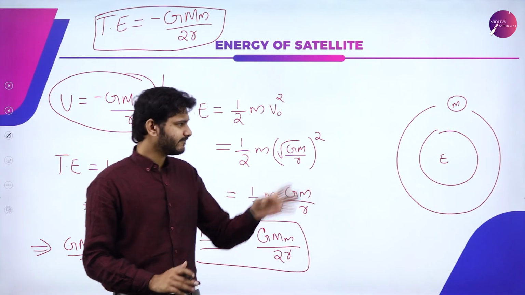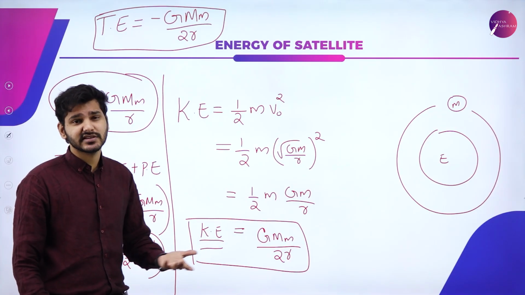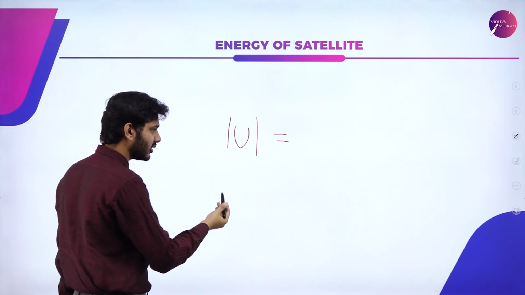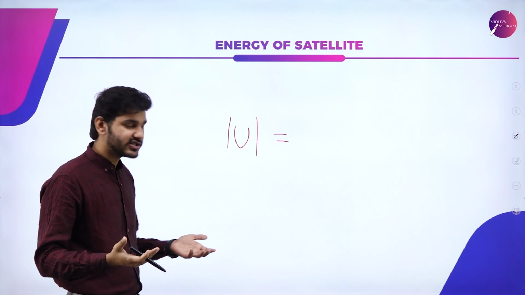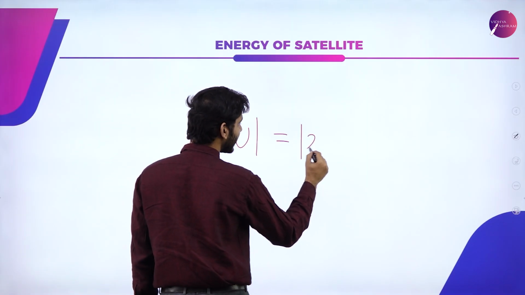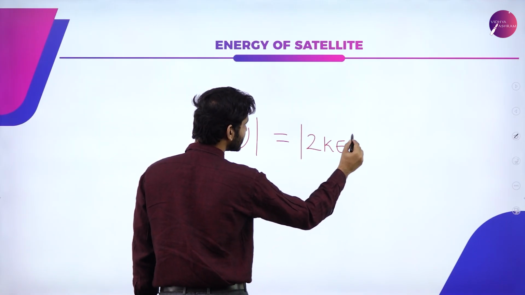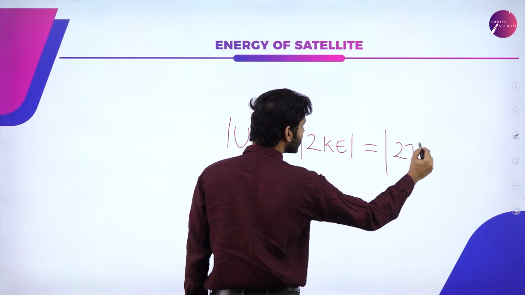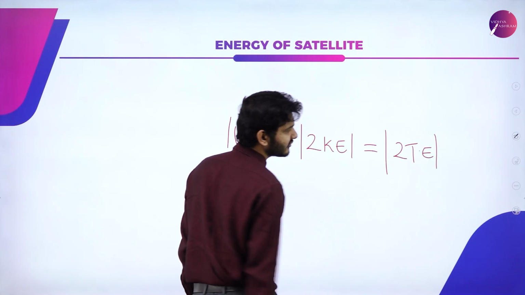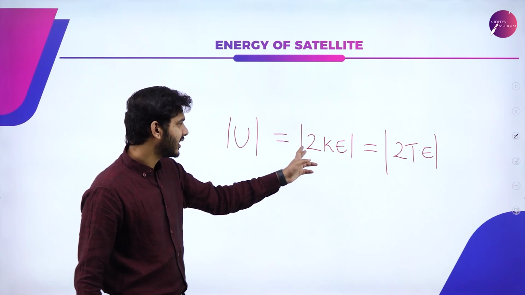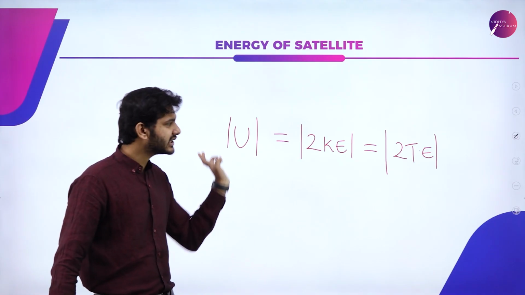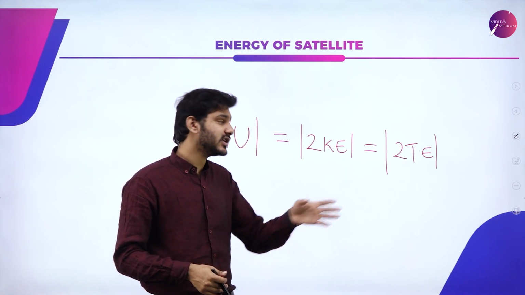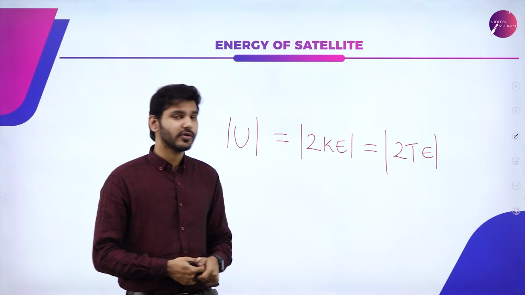Just so you understand, these three equations are very simple and their comparison is also very simple. Modulus of U, that is the magnitude value of potential energy, will be equal to twice the kinetic energy, which is again equal to twice the total energy of the system, right? If I multiply 2 on both sides, all these quantities will be equal to each other. That is the simple mathematical relation between all these three quantities. So I hope you understood that.